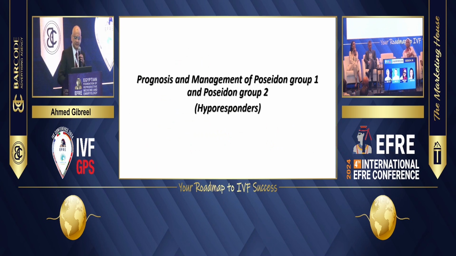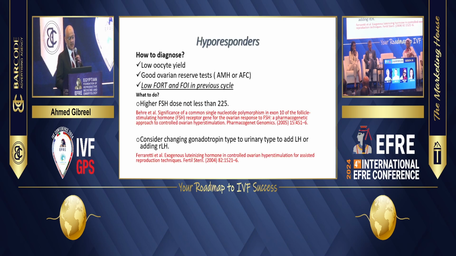Now, we came to what can I do? What's the management based on evidence? Now, you diagnose them. Those hyperresponders are women with low oocyte yield in a previous cycle. They do have good ovarian reserve. They have low FORT and FOI, okay?